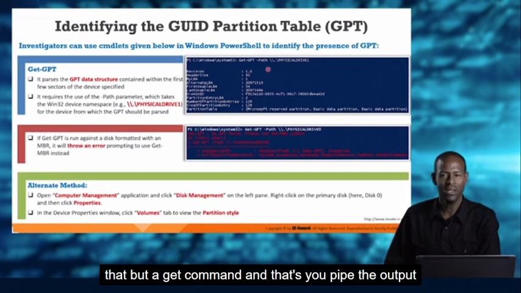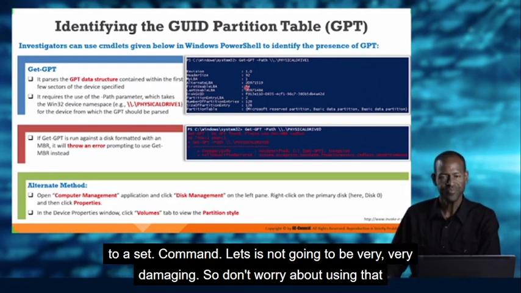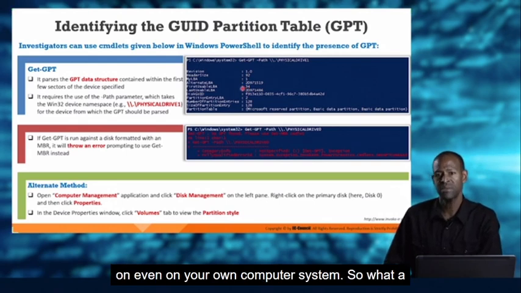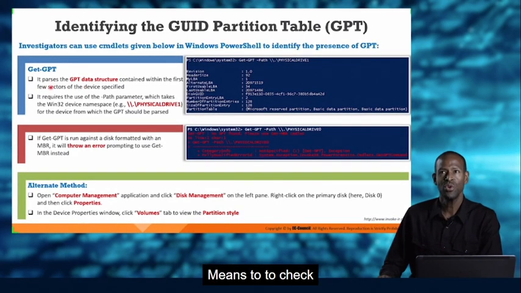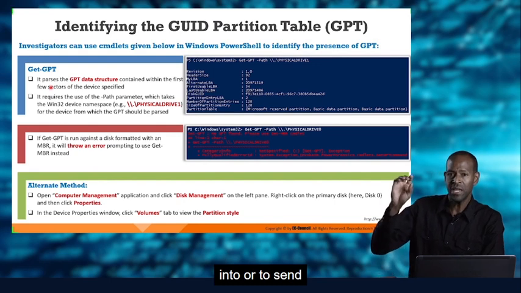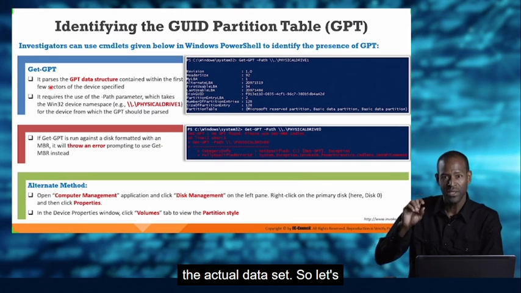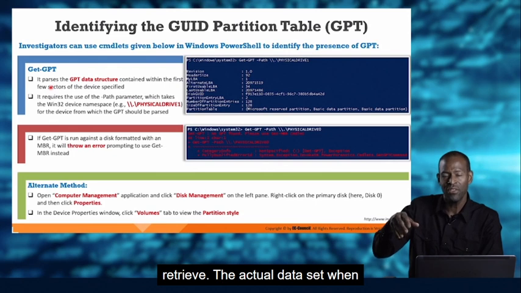But a get command, unless you pipe the output to a set cmdlet, is not going to be very damaging. So don't worry about using that, even on your own computer system. So what Get-GPT does is it parses. The word parse means to check into or to send in a probe to retrieve the actual data set. So let's just say parse means to send in a probe to retrieve the actual data set.